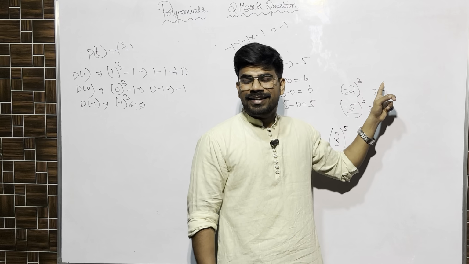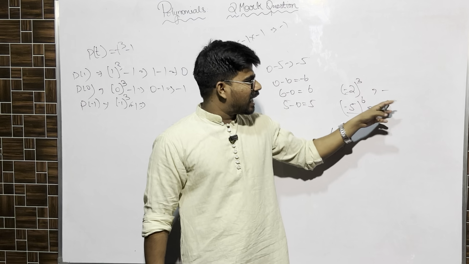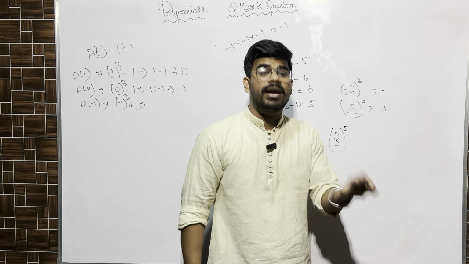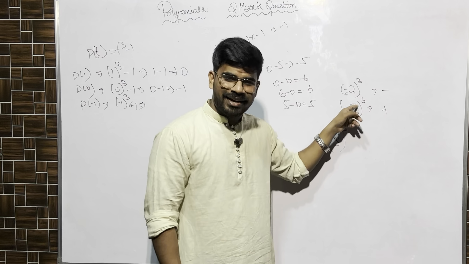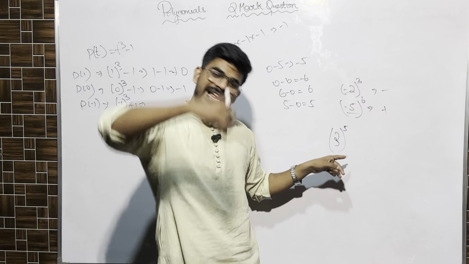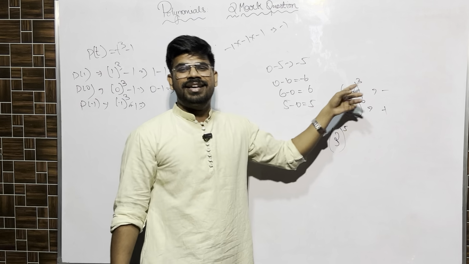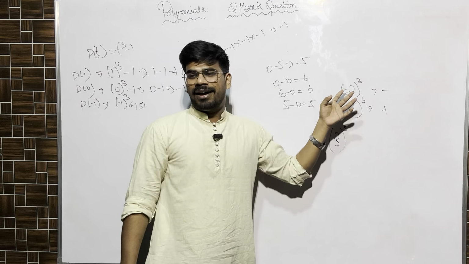If in the power an odd number is there, the answer will be minus. If in the power an even number is there, the answer will be plus. But at what condition? In the base minus should be there. If in the base minus is not there, the answer will anyhow be plus. Clear? This logic is only when the minus sign is there in the base. Clear?